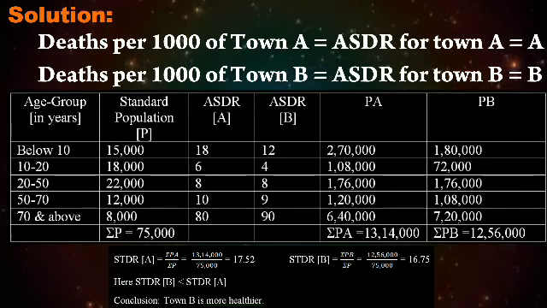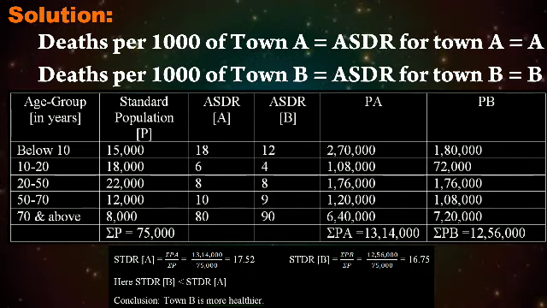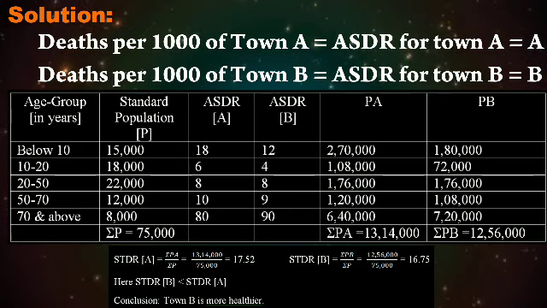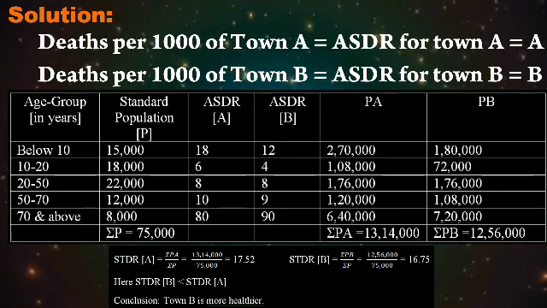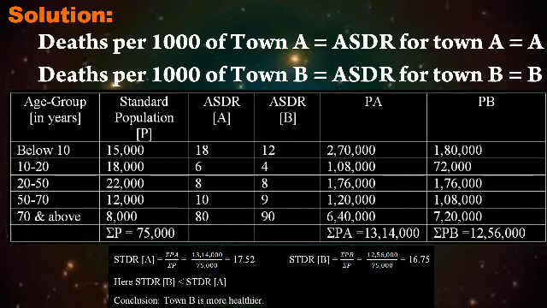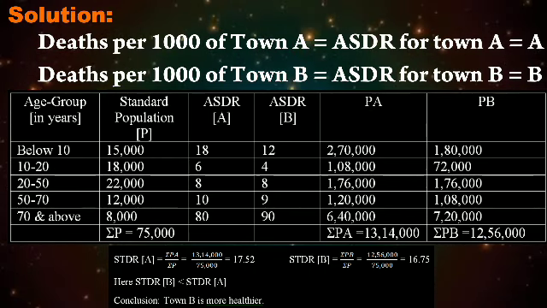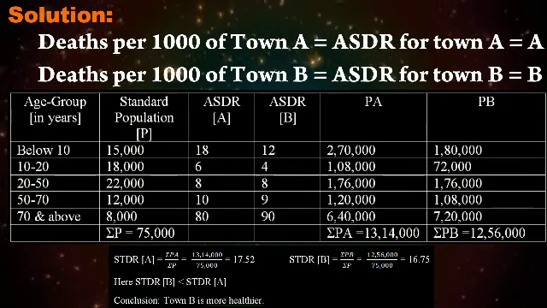Similarly, compute STDR of town B. STDR of B equal to sigma PB divided by sigma P, that is equal to 12,56,000 divided by 75,000, which is equal to 16.75. After computing both the values, you should compare the two values and conclude about the data.